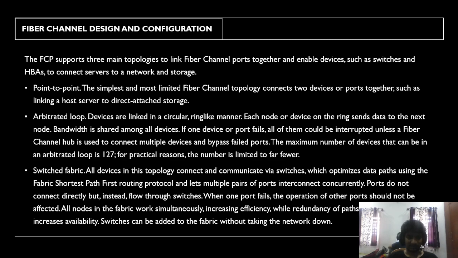Next is switched fabric. All devices in this topology connect and communicate via switches, which optimizes data paths using the fabric shortest path first routing protocol and lets multiple pairs of ports interconnect concurrently. Ports do not connect directly, but instead flow through switches. When one port fails, the operation of the other port should not be affected. All nodes in the fabric work simultaneously, increasing efficiency, while redundancy of paths between devices increases availability. Switches can be added to the fabric without taking the network down.